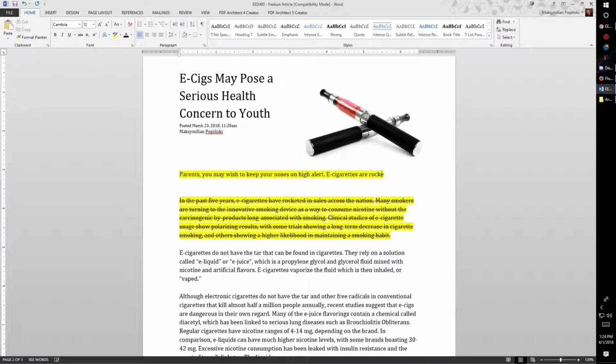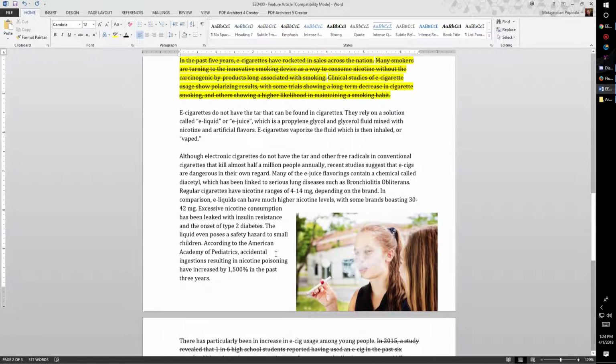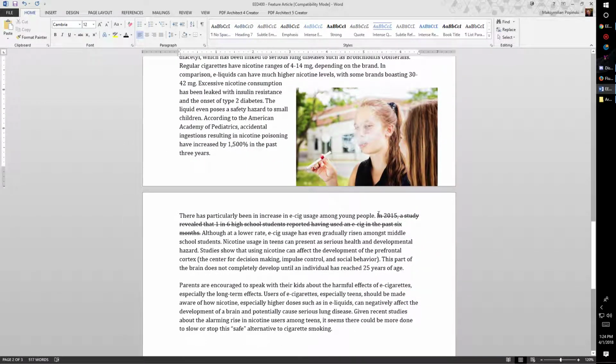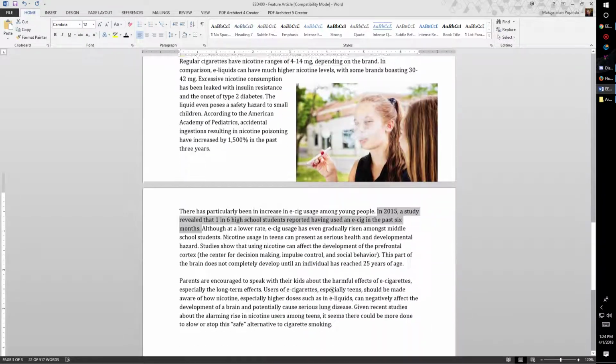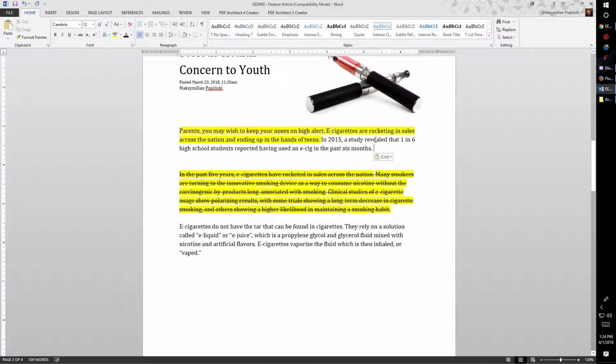E-cigarettes are rocketing in sales across the nation and ending up in the hands of teens. Now what I'm going to do is I'm going to actually pull information that I already have right here. I don't know why I omitted this. And I am gonna actually get rid of that later, but I'm just gonna bring it up here because I think it complements my introduction, my opening sentence nicely. In 2015, a study revealed that 1 in 6 high school students reported using an e-cig in the past 6 months. Not bad. And let's finish it off.